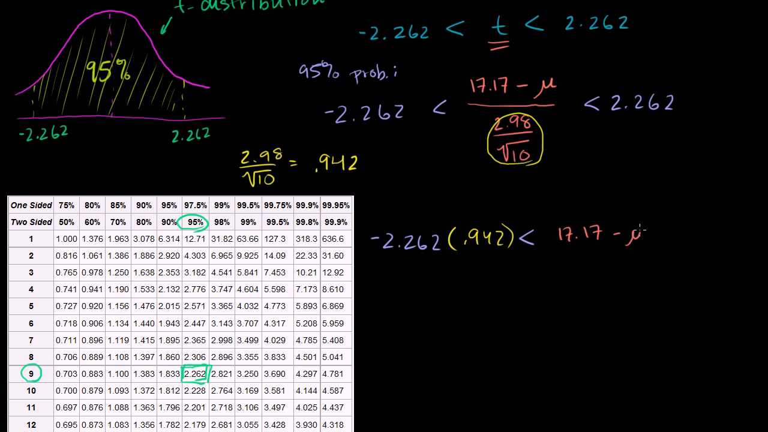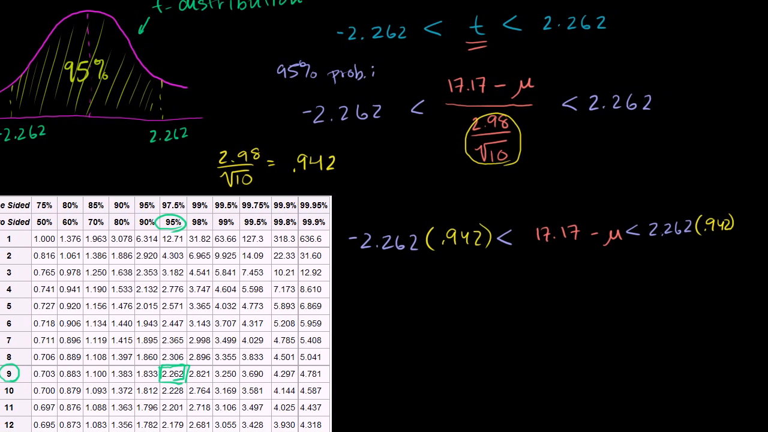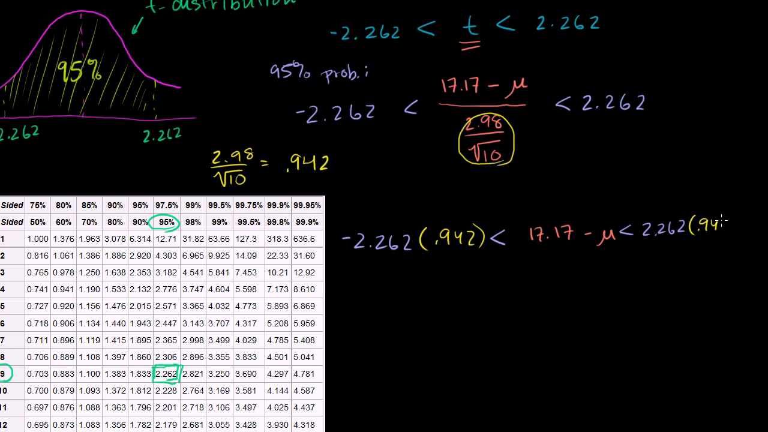So we're left with 17.17 minus our population mean, which is going to be less than 2.262 times 0.942. Just to be clear, I'm multiplying all three sides of this inequality by this number right over here. In the middle, this cancels out, because this and this are the same number.